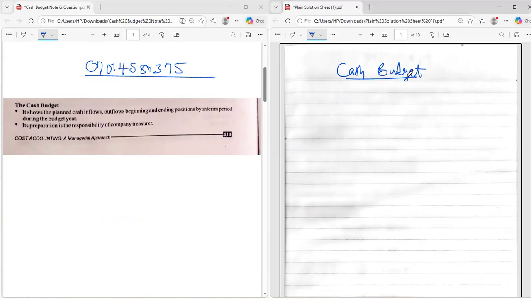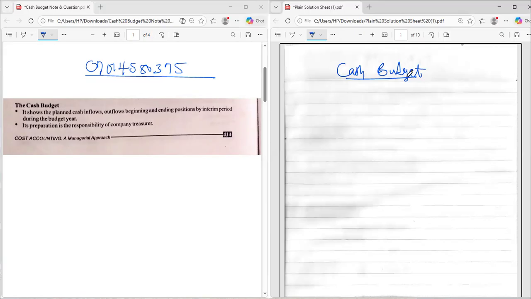So what is cash budget? A cash budget is a budget that is prepared on cash basis. It tells us what an organization intends to spend and what it intends to receive. It tells you your budgeted inflow and your budgeted outflow. That's just a cash budget, so there's no big deal about it.